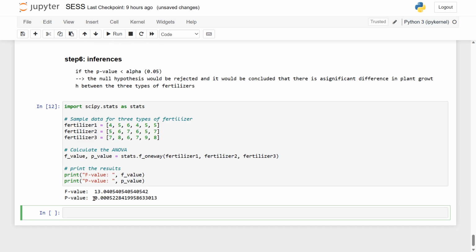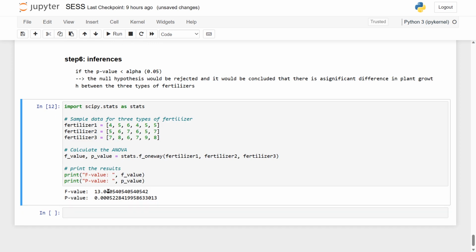And here it is. Our F value is 13.04. Pretty high, a large F statistic. If the F statistic is large, what does it mean? It means that there is a clear-cut difference in plant heights between the groups. That's what the F value is saying.